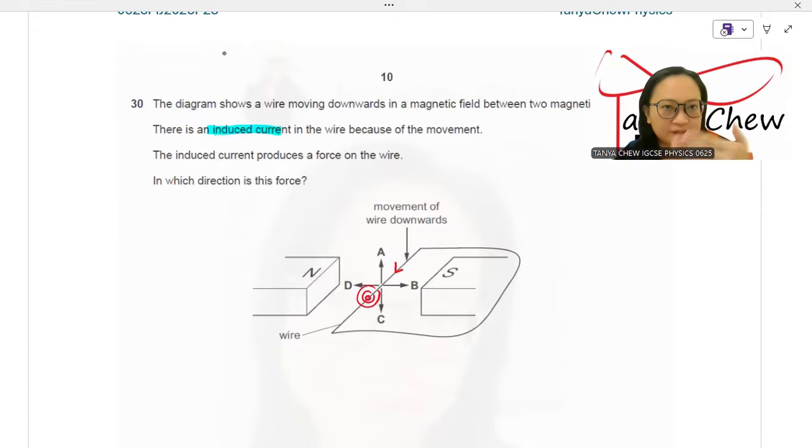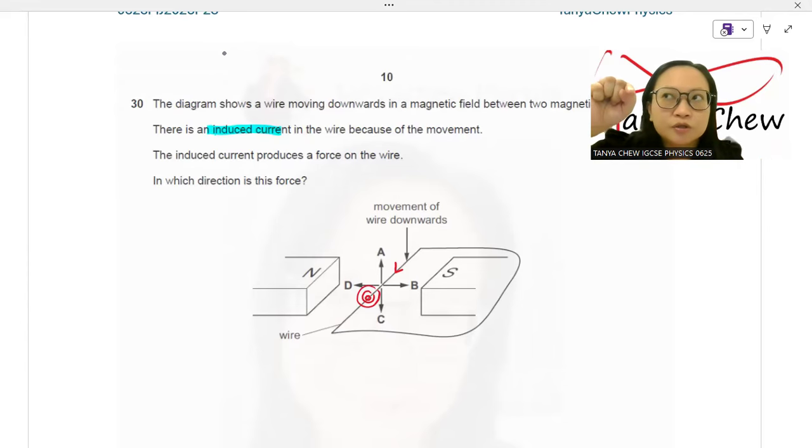So you have to assume the second situation: there is a current flowing in the wire due to the induced current, right? Due to the movement of the wire. As long as there is a current flowing in a conductor, the conductor has a magnetic field around it. So the magnetic field of the wire interacts with the magnetic field of the magnets there. Due to the interaction between the two magnetic fields, there is a force acting on the wire. So to determine the force on the wire, you have to use your Fleming's left hand rule.